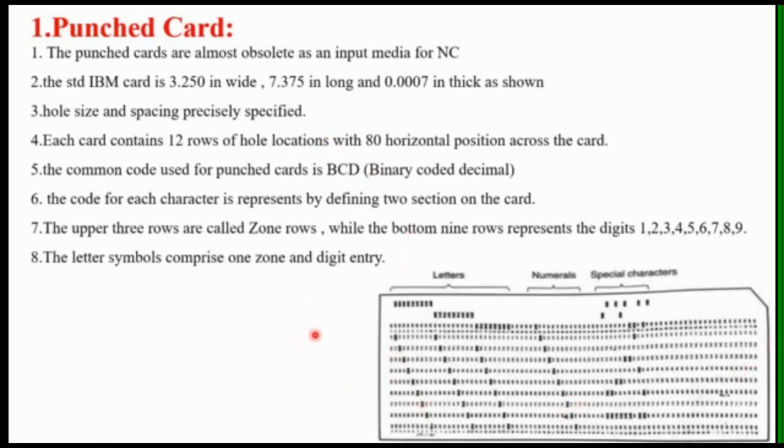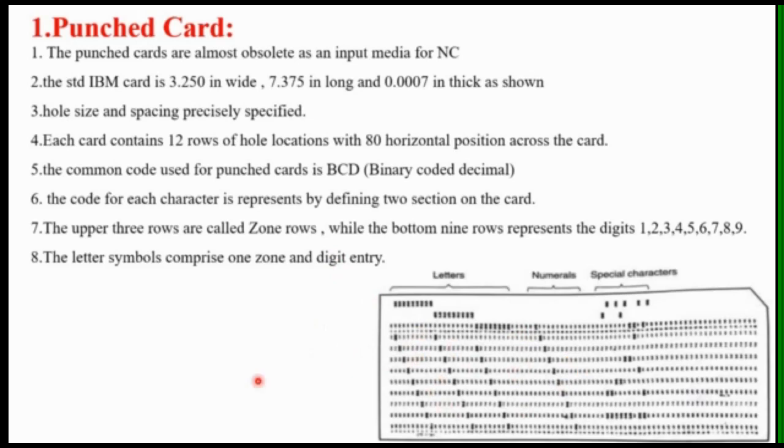Then the hole size and spacing between these holes is precisely specified. Each card contains 12 rows, where holes are punched, and 80 horizontal positions across the length of this card. Okay, 80 holes are there. The common code used for the punched cards is binary coded decimal.